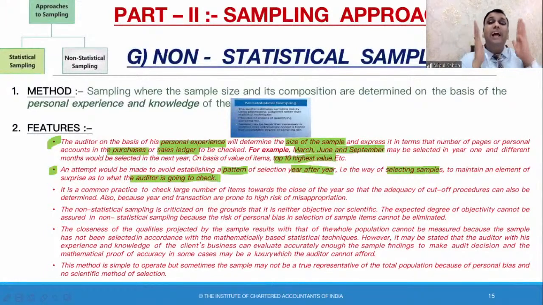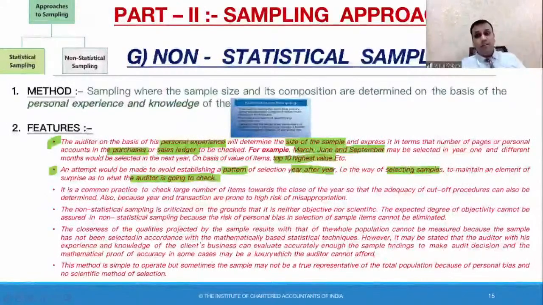So there should be an element of surprise. If I use a mathematical technique, the client would come to know about it at some point of time and he'll be prepared. There will not be an element of surprise. Although mathematical techniques give us a more scientific approach, but in this case, to select the samples, if I don't want to use mathematical techniques, I should maintain an element of surprise so that the client doesn't get an idea what I'm going to check.